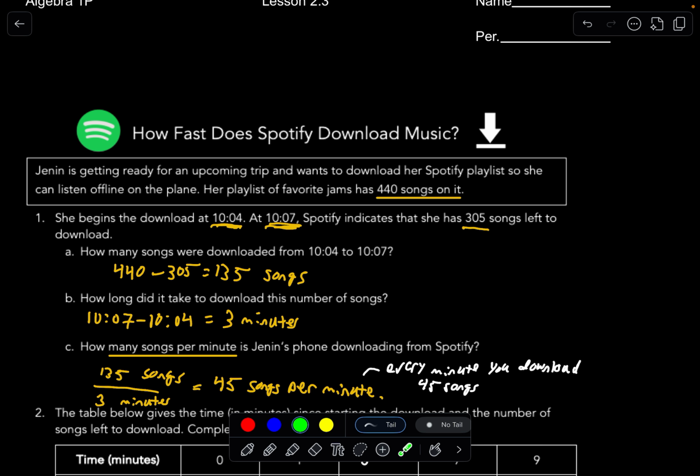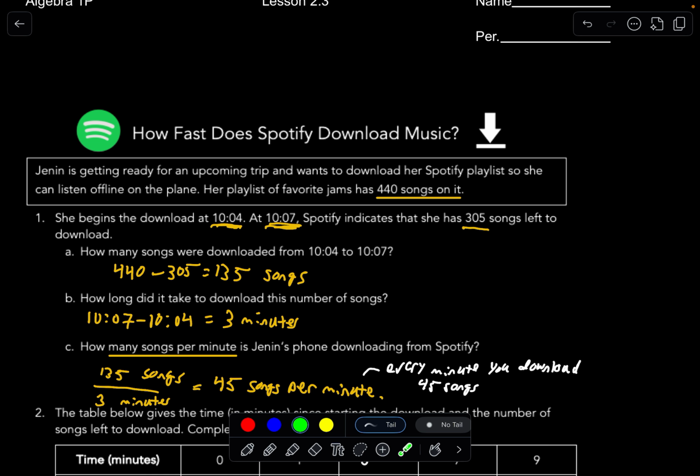Okay, so this Janine, she begins to download at 10:04. And at 10:07, Spotify tells her that 305 songs are left to download. So the first question is, how many songs were downloaded from 10:04 to 10:07? At 10:04, there were 440 songs on it. At 10:07, there were 305. So you subtract the two, and that says 135 songs were downloaded in that time period.